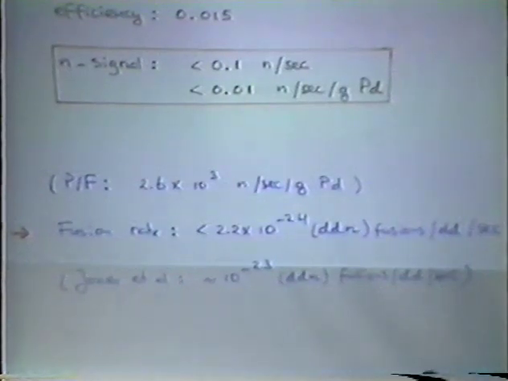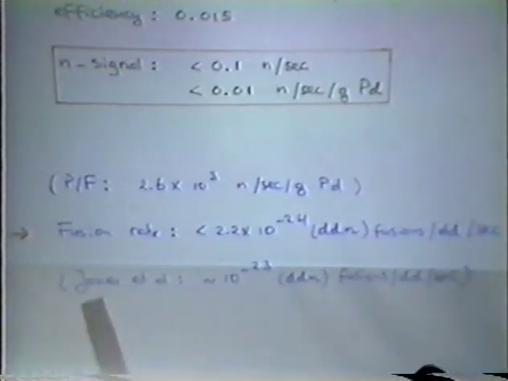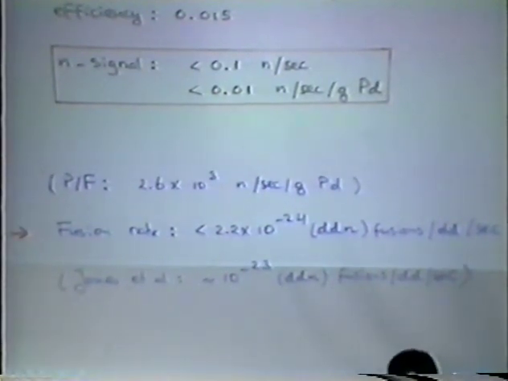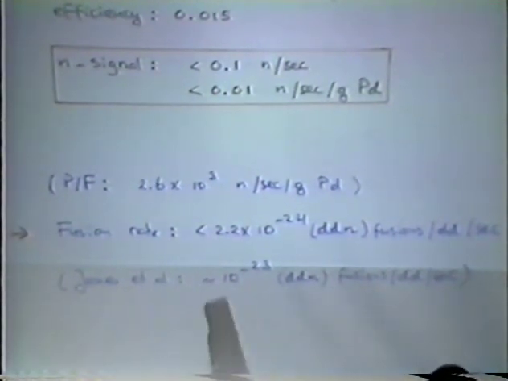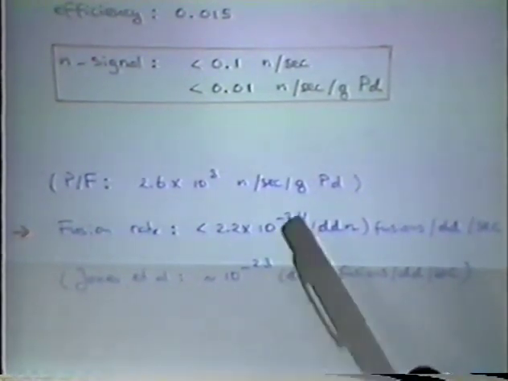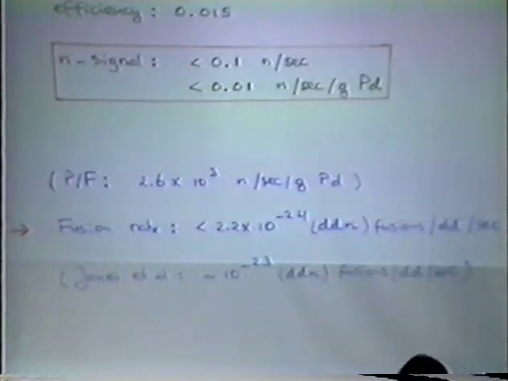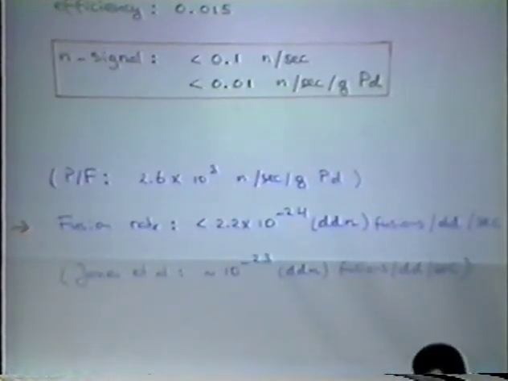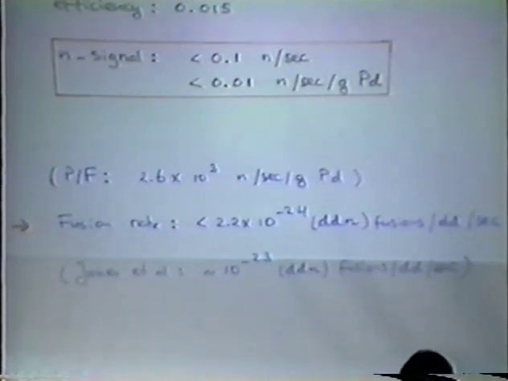And to make the comparison, and this will be my last comment, Jones et al. in their experiments claimed on the order of 10 to the minus 23 ddn fusions per dd per second. But from what I've learned after talking to Steve Jones, that is really at peak value, and their average rate is typically 10 to the minus 24, so we're pretty close to that, which is not unreasonable, within factors of 2 or so. But needless to say, we're well below what Pons and Fleischmann have claimed to have seen. That's all I have to tell you. Thank you very much.